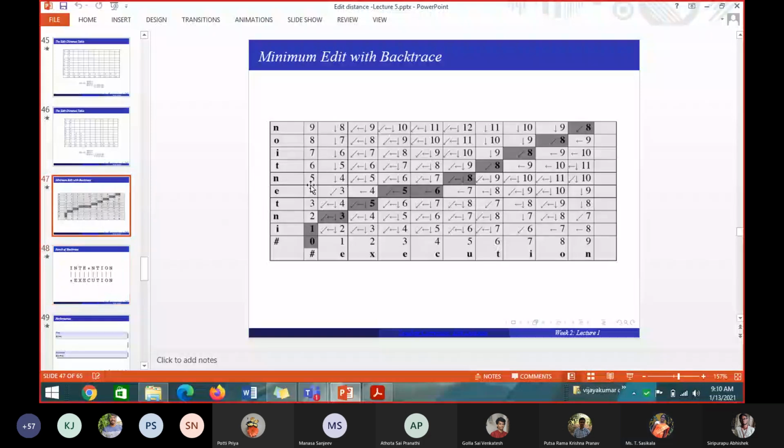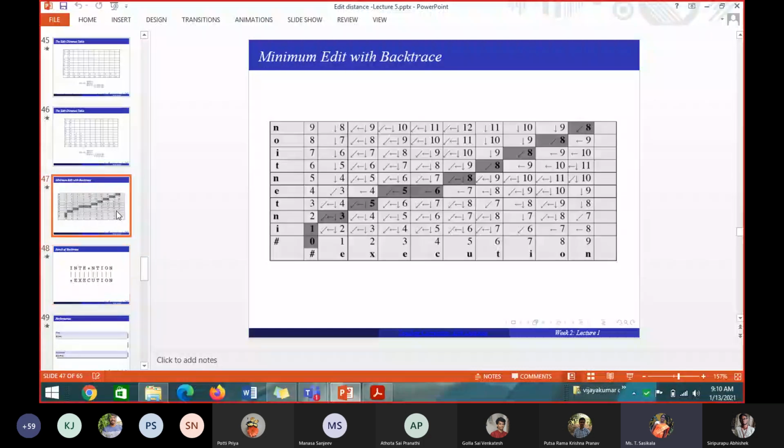N. N is replaced with what? N corresponds to which box highlighted? 8. Come down straight. N is replaced by which character in the output string? U. Very good. So N to U. Next, T in my output string. Which box is highlighted? This 8. What is the value in the output string? T. Very good. So T in my input string is replaced by T in the output string.